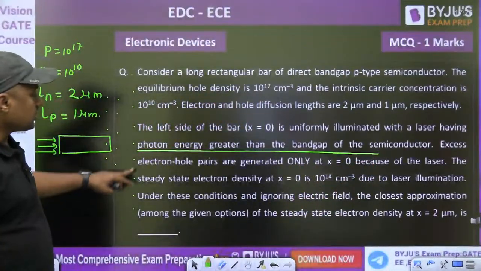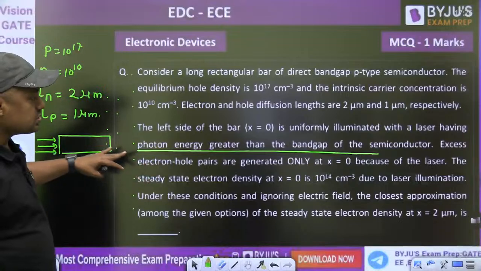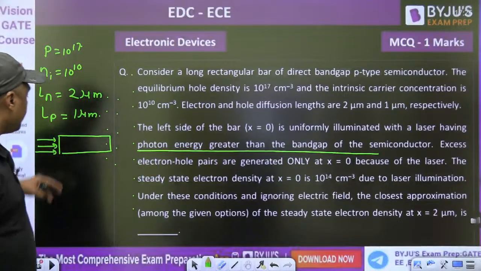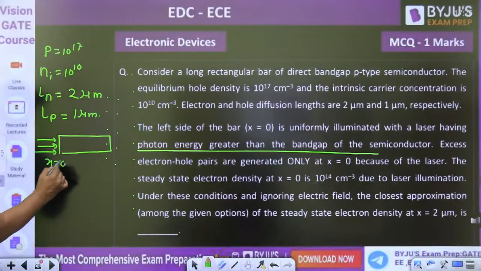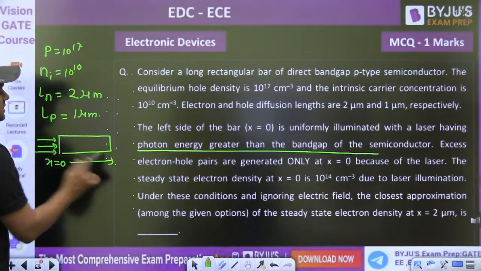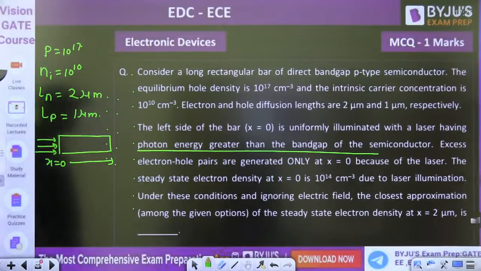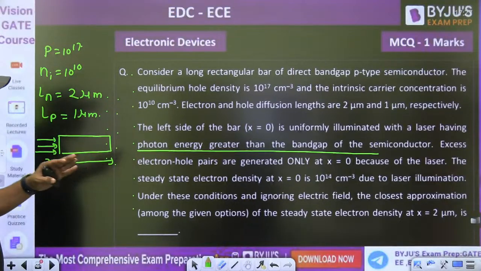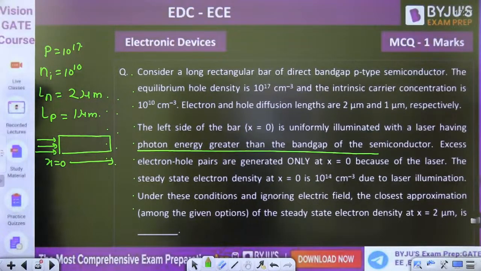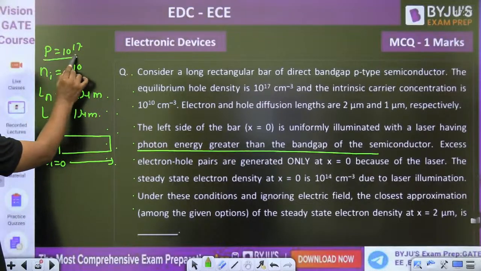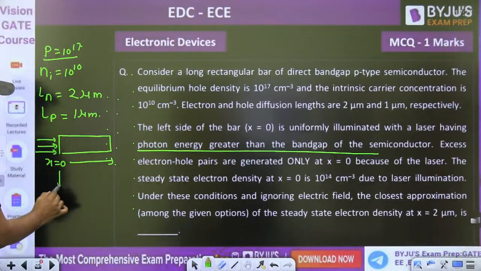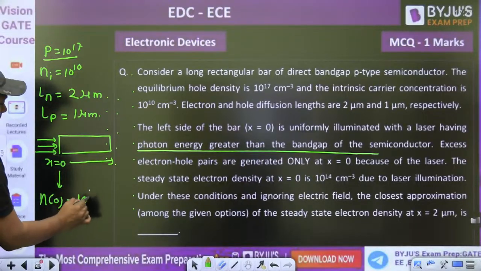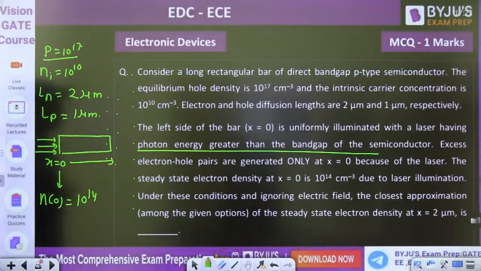Then excess electron hole pairs are generated only at x is equal to 0 because of the laser, only at this point. This is x is equal to 0, and we are moving in this direction. This is the positive x direction. The steady state electron density at x is equal to 0 is 10 to the power 14. It is talking about the minority carrier because it is a p-type bar. So what is the concentration? Steady state means N0 is 10 to the power 14, the steady state electron density.